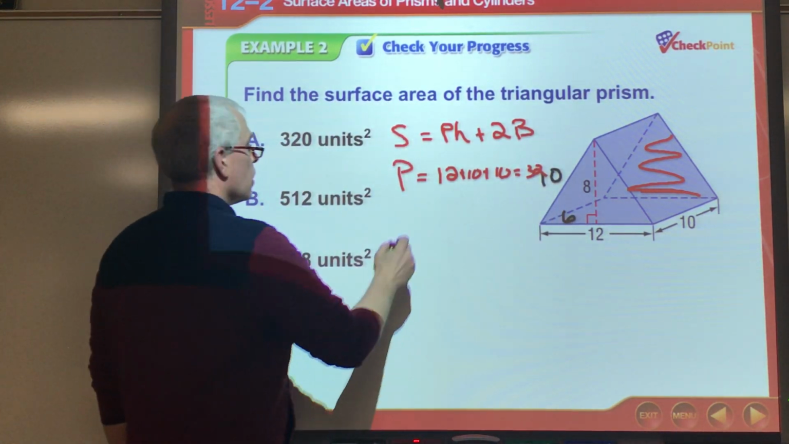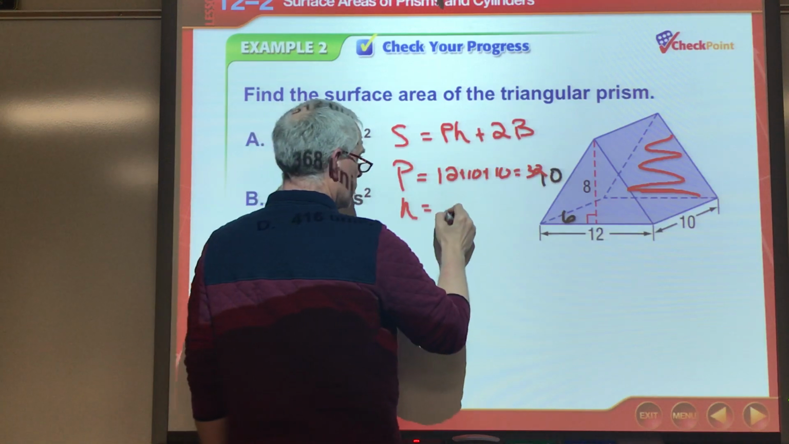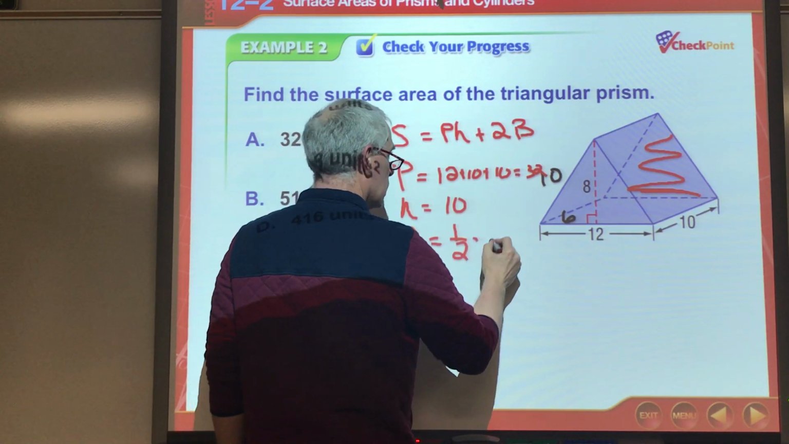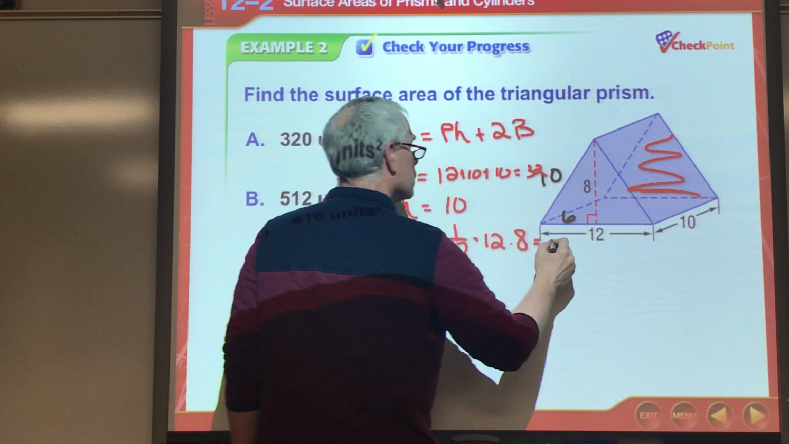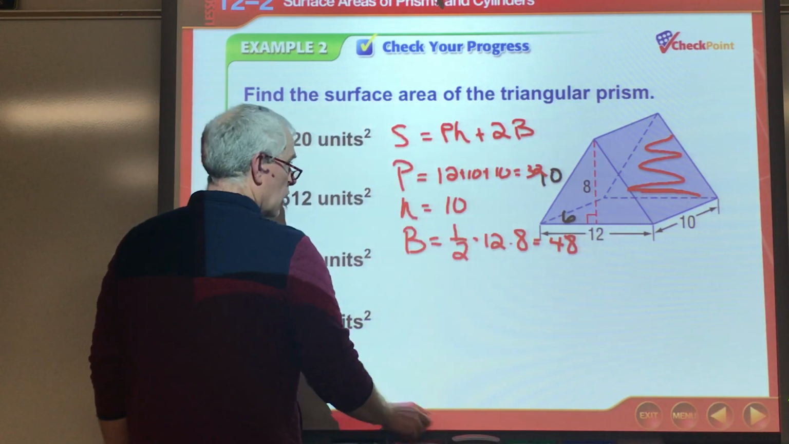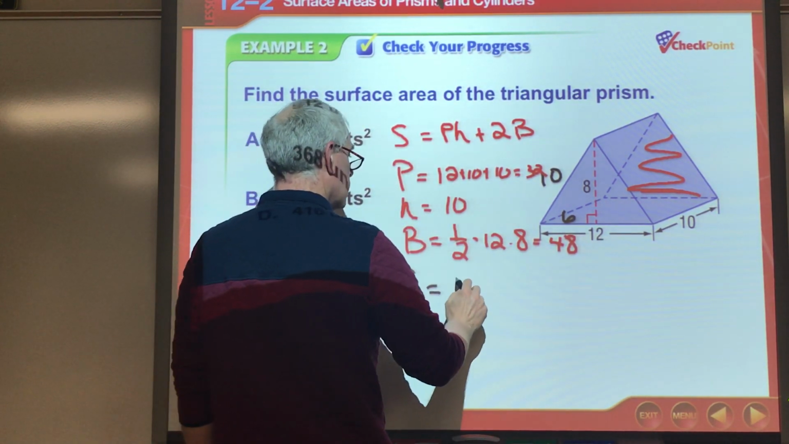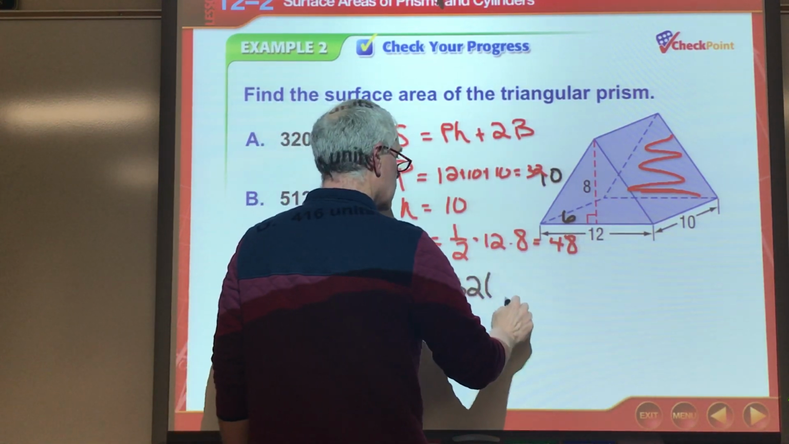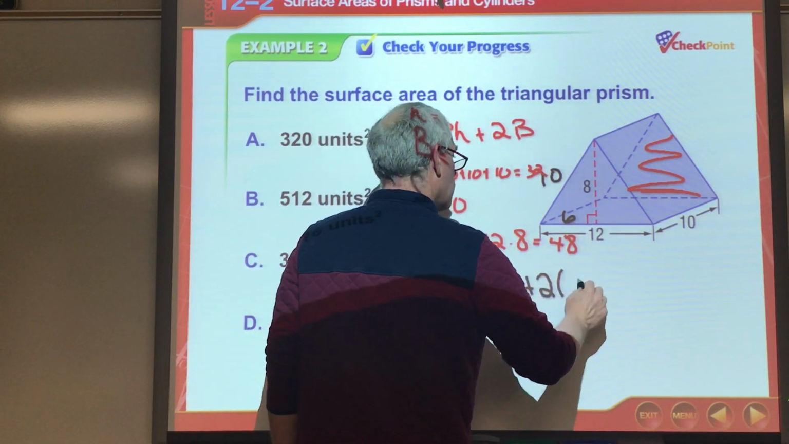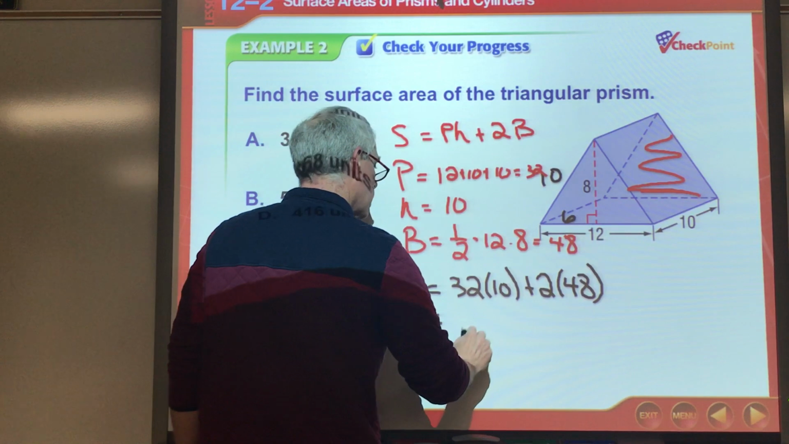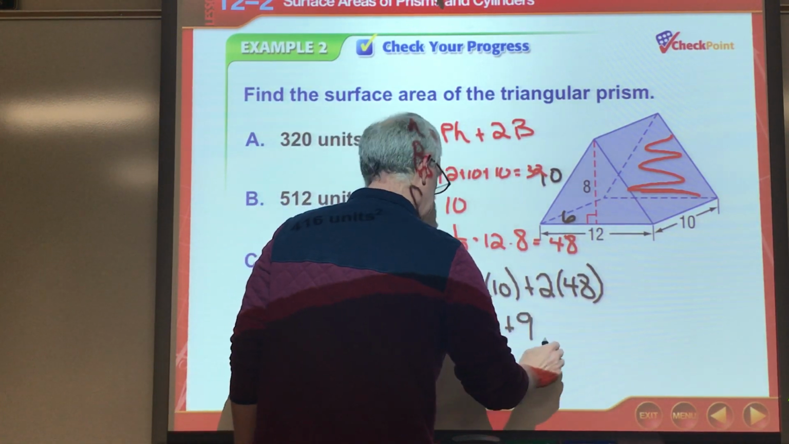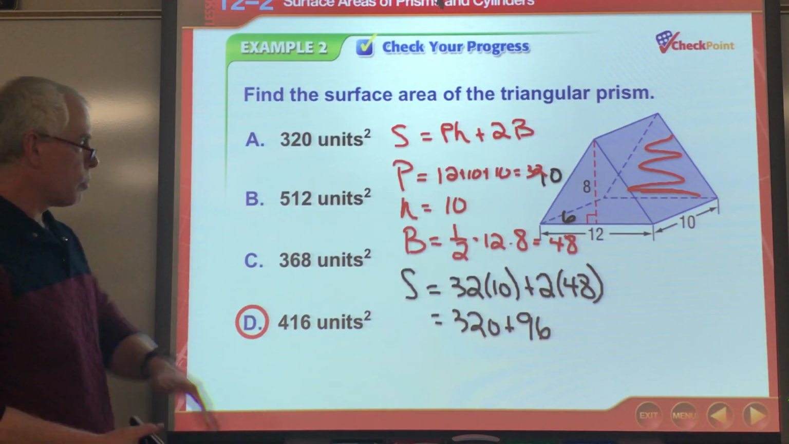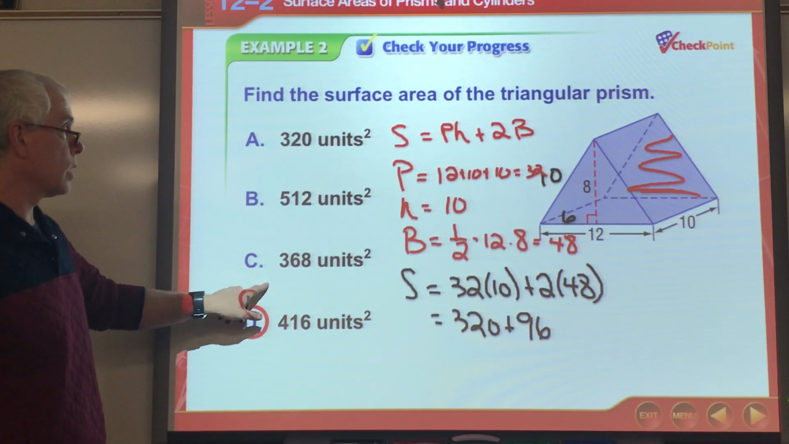Okay? The height, the distance between the two triangles, is 10. The area of the triangle, half base times height, 1/2 times 12 times 8, which is 48. That being said, surface area, capital P, which we said was 32, times H, which we said was 10, plus 2 times the area of the base, 48, okay? So 320 plus 96 is 416. So I would break down each of these pieces first before you start plugging them into your calculator.